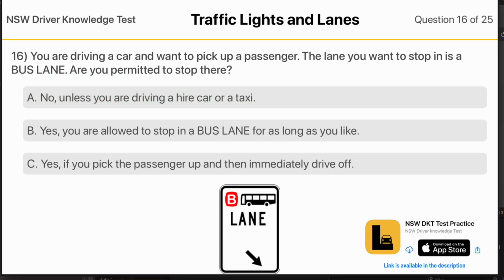You are driving a car and want to pick up a passenger. The lane you want to stop in is a bus lane. Are you permitted to stop there? No, unless you are driving a hire car or a taxi. Yes, you are allowed to stop in a bus lane for as long as you like. Yes, if you pick the passenger up and then immediately drive off.